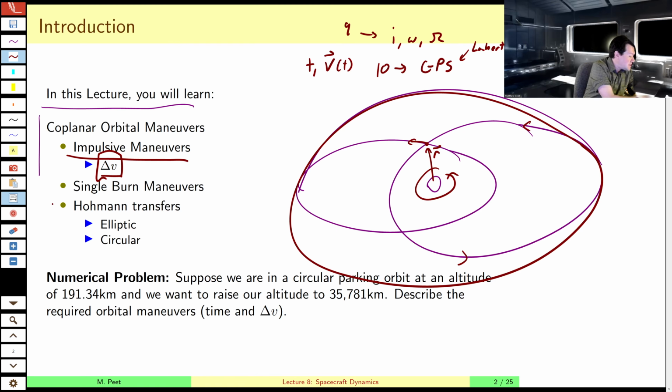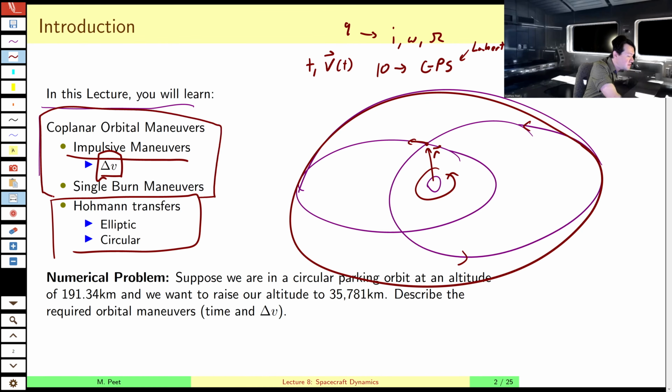And then the second part of this lecture, so the first part will introduce the steps for creating a transfer orbit. And then in the second part, we'll consider part B, the simplified case of Hohmann transfers. This is the easiest possible case, and it turns out the most energy efficient for two-burn maneuvers.